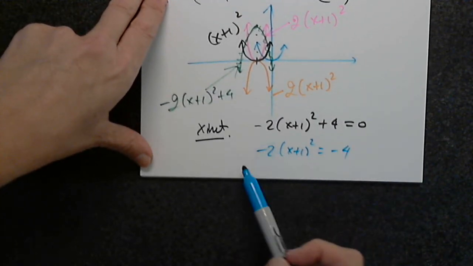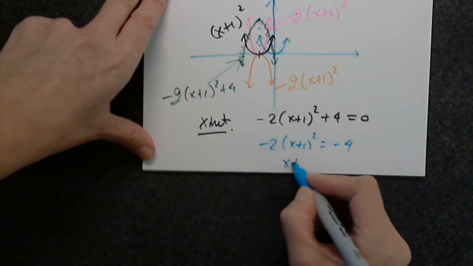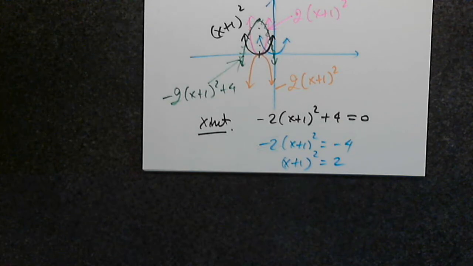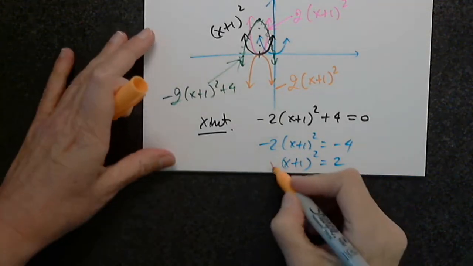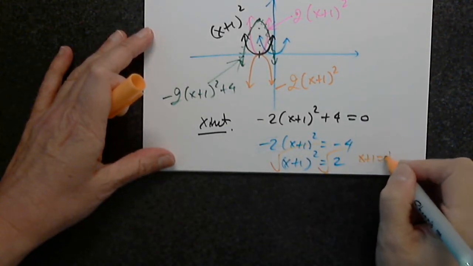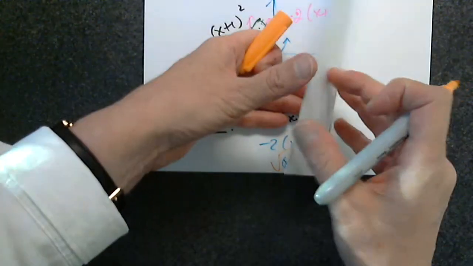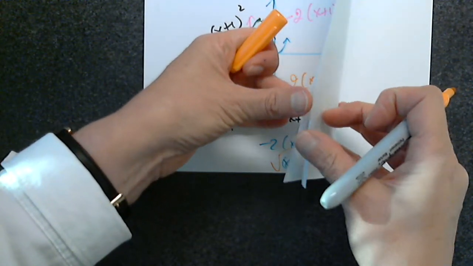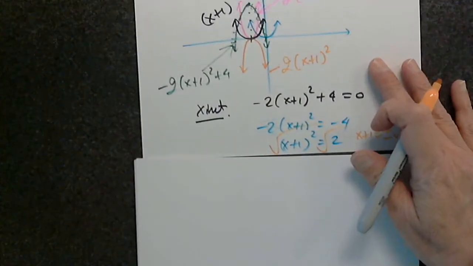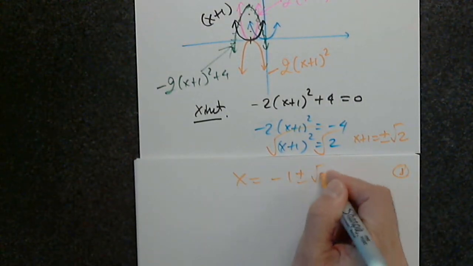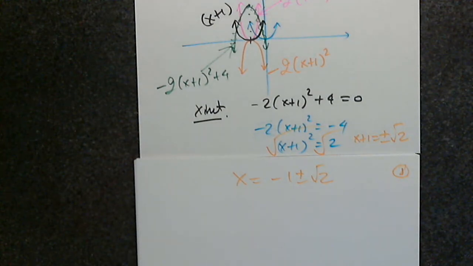Now I have to get rid of this. So I get x plus 1 squared equals 2. And now I have 4 methods, but this is specific for one of them. Which one? Of course, yes. So then x plus 1 equals plus or minus the square root of 2, or x equals negative 1 plus or minus the square root of 2. Those would be the x-intercepts.